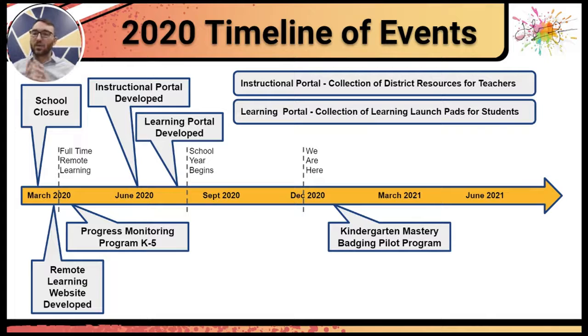We ended up developing a progress monitoring system to keep everybody informed and everybody in the loop since we were all remote. We developed an instructional portal over the course of the summer to get ready for the fall. We developed a learning portal for our students. And then the school year began. And now we're here. And then we have some future stuff planned. So that's the timeline of everything going on.